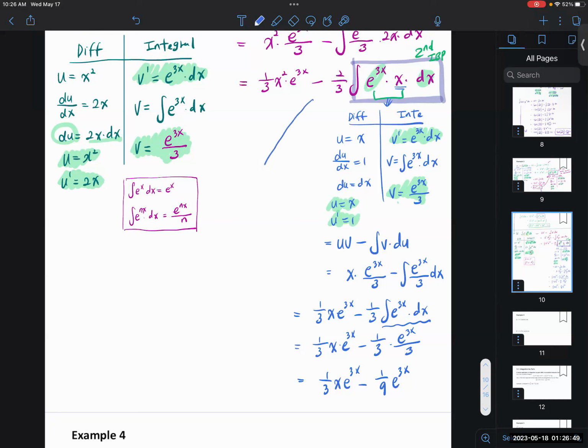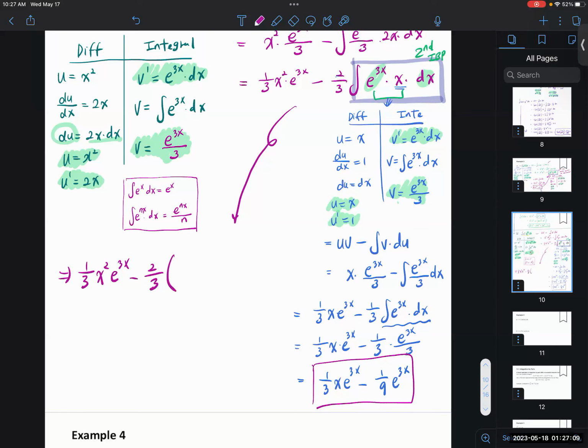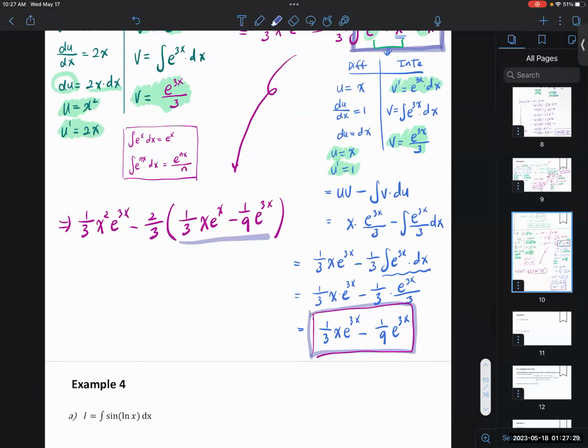So I'm going to bring back all the first IBP. Let me change the color. The first IBP, so 1 over 3 x squared e to the 3x minus 2 over 3. Now you're going to plug in. This is the second IBP right there because we just calculated it: 1 over 3 x e to the 3x minus 1 over 9 e to the 3x. Are you following? So this is the second IBP outcome. So we plug it back in.